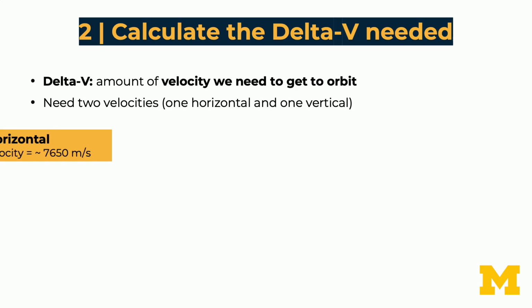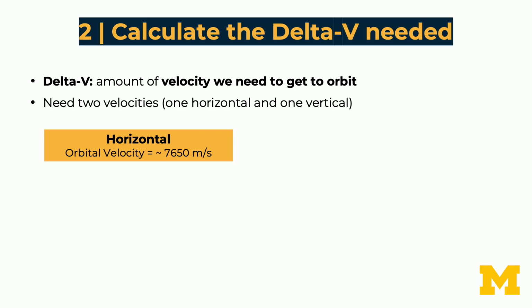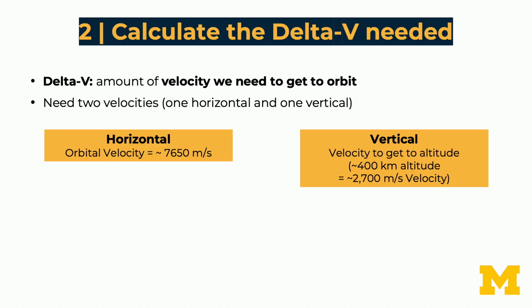The horizontal component, like I said, is the orbital velocity, which is roughly 7,650 meters per second, if we're at like 400, 500 kilometers altitude, which is where a lot of satellites are. So the orbital velocity, roughly 7,600 meters per second. The vertical velocity is basically how to go from the ground up to about 400 kilometers, right? And you need about 2,700 meters per second to get up to that altitude.